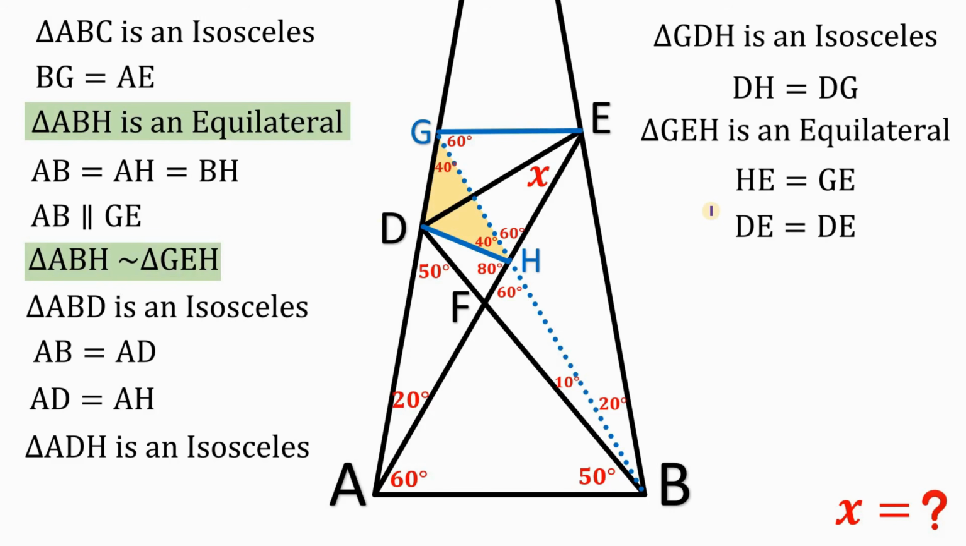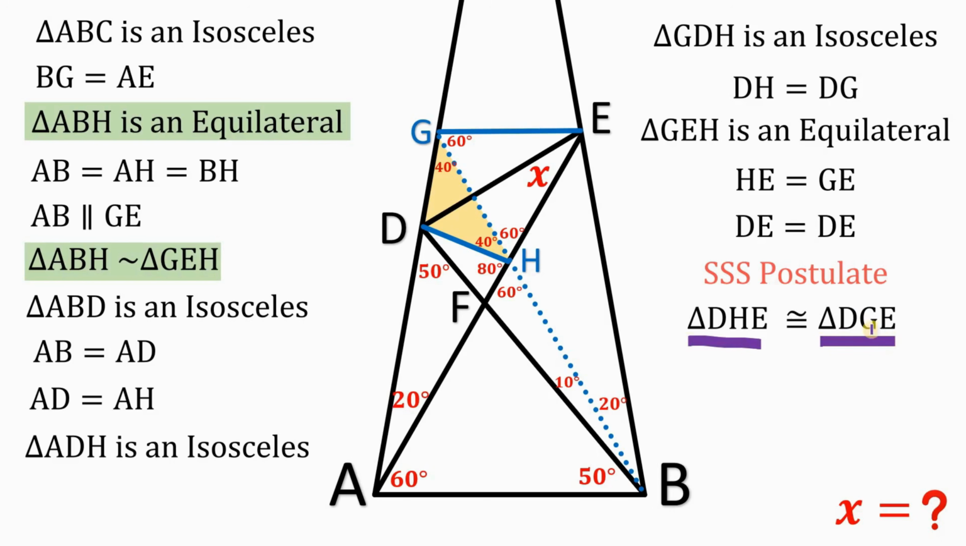DE is equal to DE for sure by the reflexive property. Now, using the SSS postulate, or side-side-side postulate, we can say that triangle DEH is congruent to triangle DGE. Now, it follows that this angle right over here is also equal to x because they are congruent.